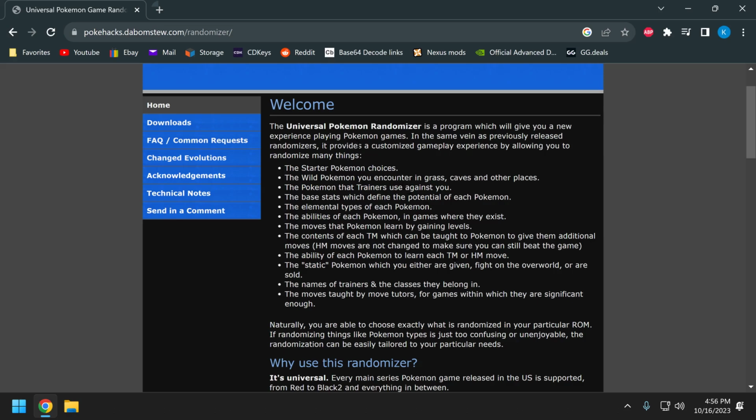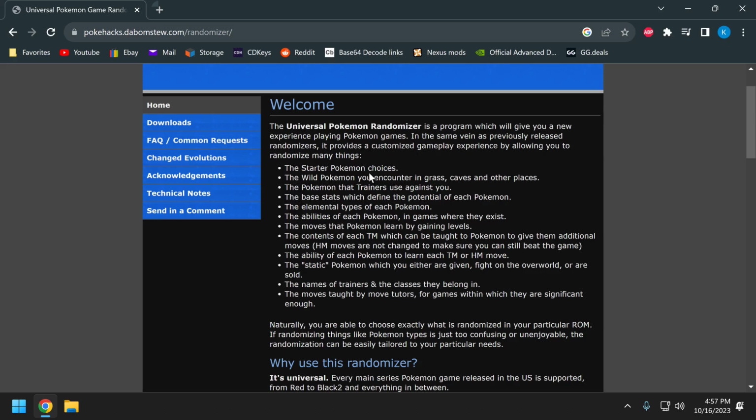So you'll see here, there's a ton of different things you can randomize, and you can also use this randomizer for quality of life things. It's not exclusively just let's randomize all the stuff in the game and make it completely different. If you don't want to randomize stuff, you can simply just use it for updating stats or getting rid of trade evolutions, really just basic quality of life stuff.